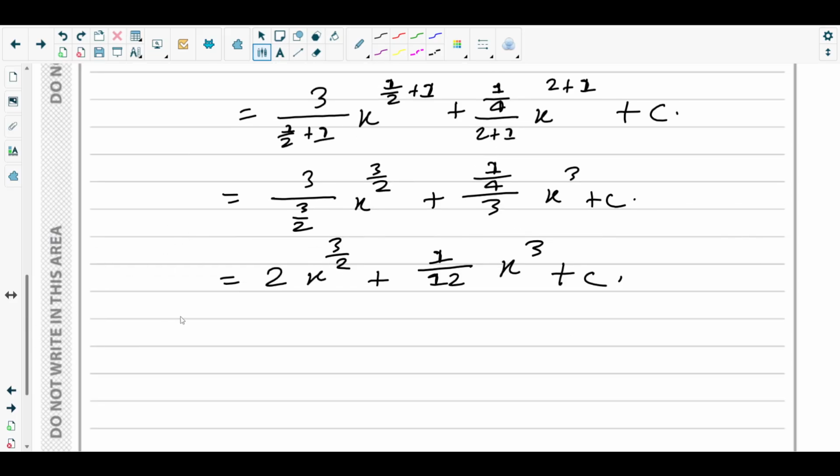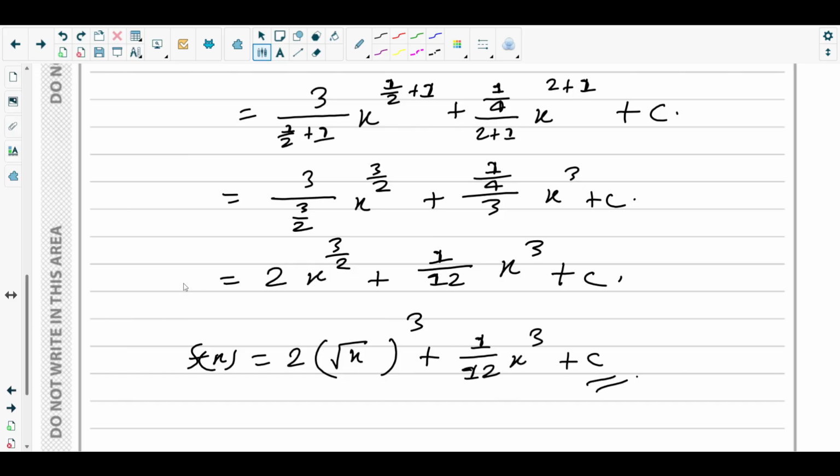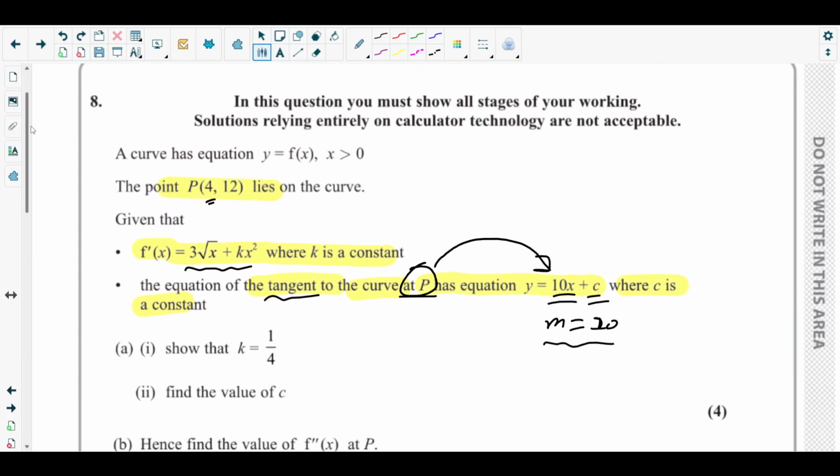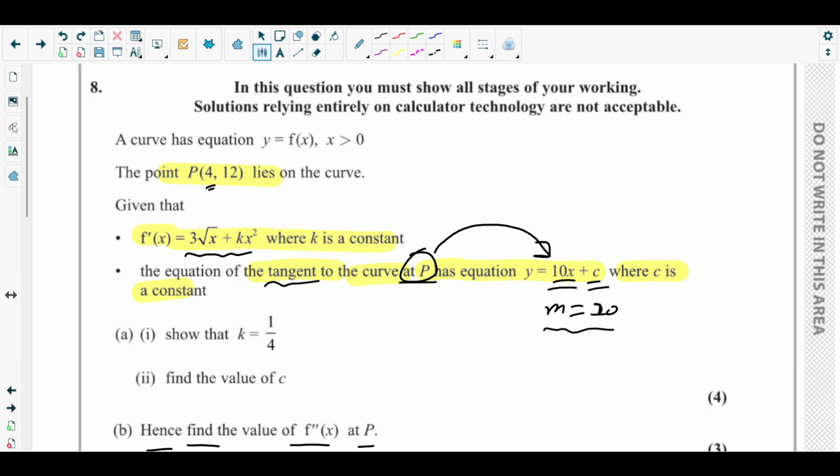That's the equation for the original function f of x. If you want to simplify it further, we can write square root of x whole cubed, plus 1 over 12 x cubed plus c. This is the original function f of x, and that's the solution to question number 8 from the May 2025 P1 paper.